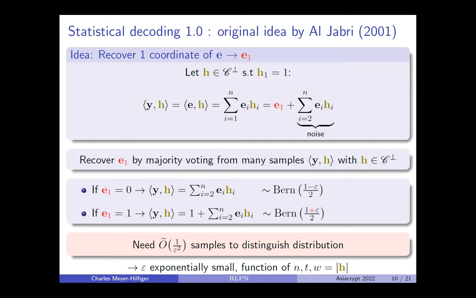The main remark here is that this sum will be biased toward 0. We will call it a noise term. Why will it be biased towards zero? It's because E is an error vector, so it is sparse, and h will be computed such that it is sparse. So h will be a parity check of low Hamming weight. This explains why it will be biased. So if you want to recover E1, you just compute many parity checks, compute y dot product h, and do majority voting to recover E1.